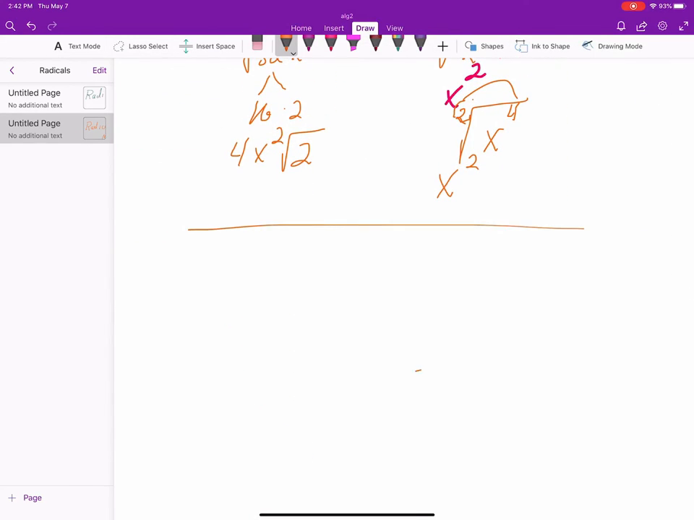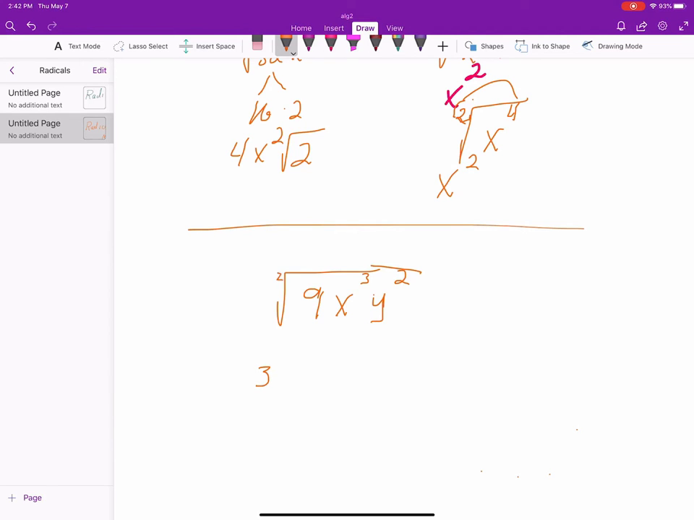All right, so let's go with the square root of, this time I'm just going to go 9x to the 3rd and y squared. All right, so first of all, we're lucky because the 9 is a perfect square. So the square root of 9 is 3. I don't have to worry about that.